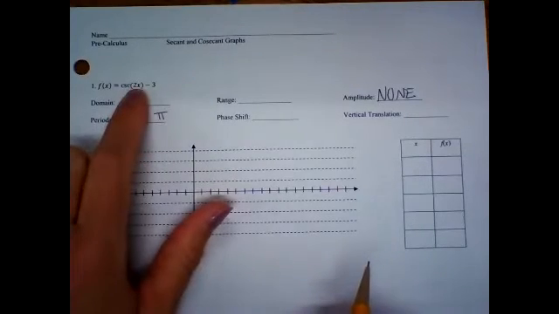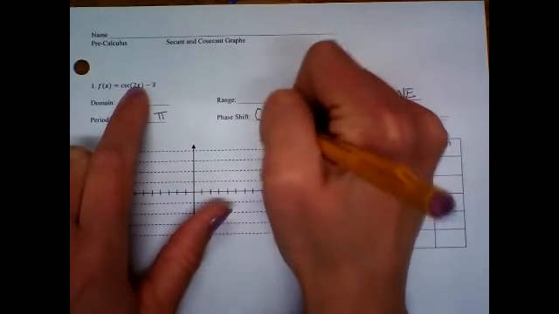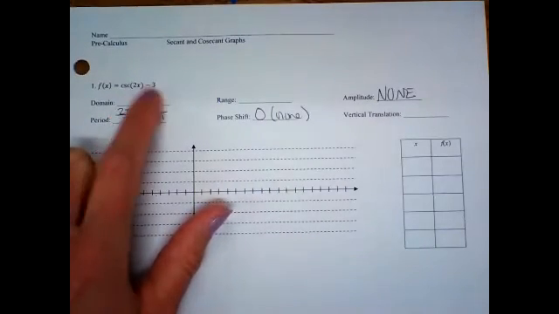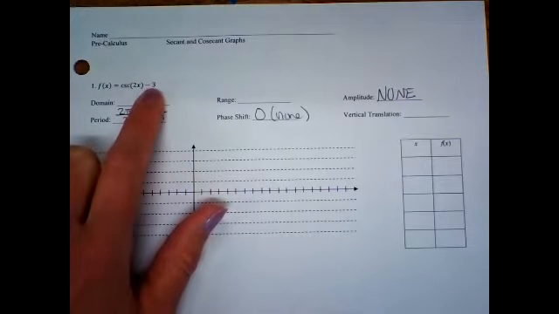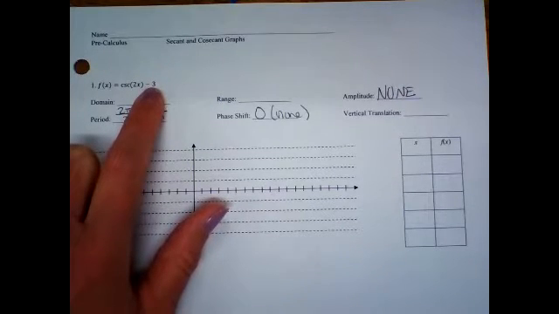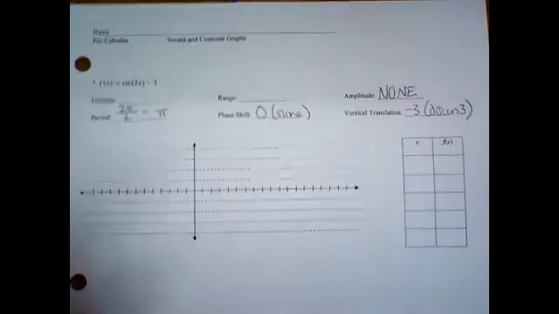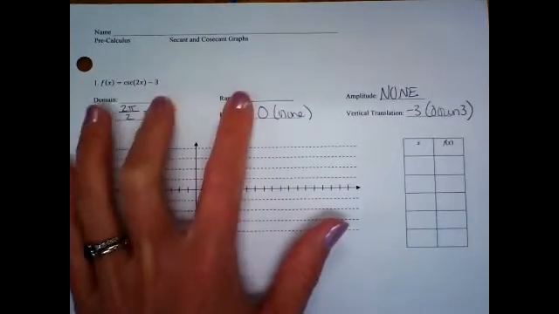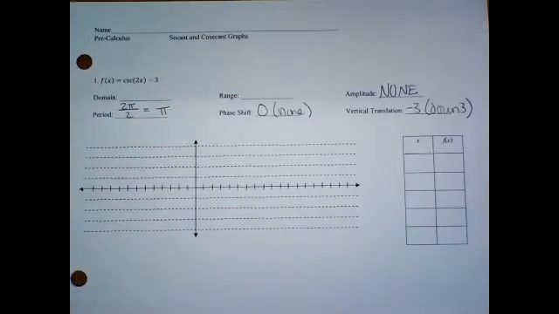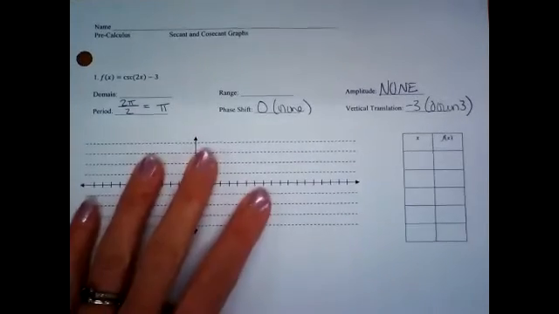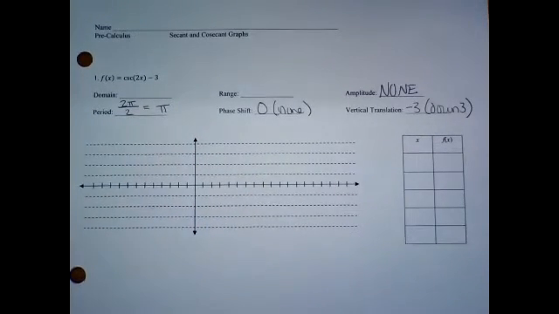All right, phase shift. Do you see anything added or subtracted in there? No, so 0 or none. And vertical translation would be what? Yeah, you can either say -3 or you can say down 3, however you want to write that. Just don't forget to go back and answer the domain and range. You have to wait until you get the graph, but just don't forget to go back and answer them.